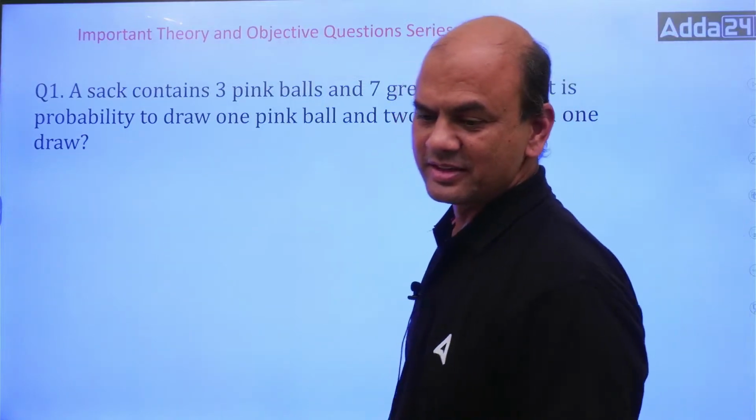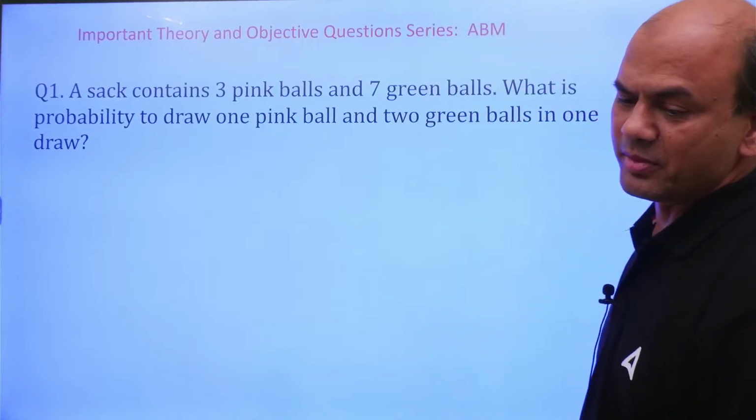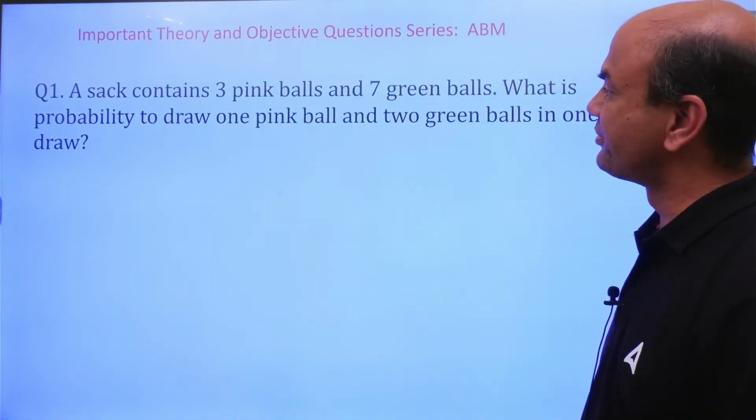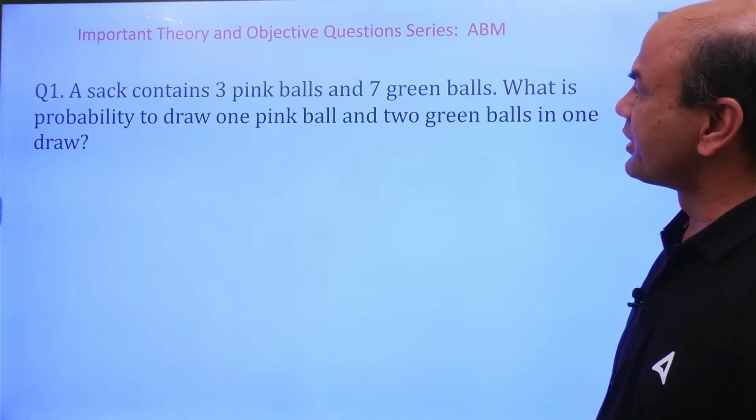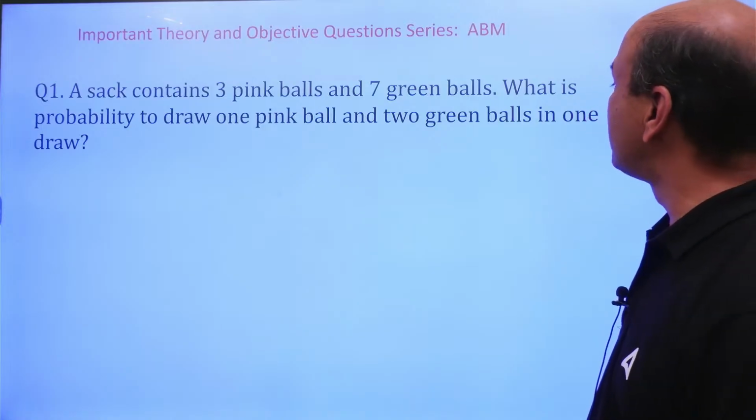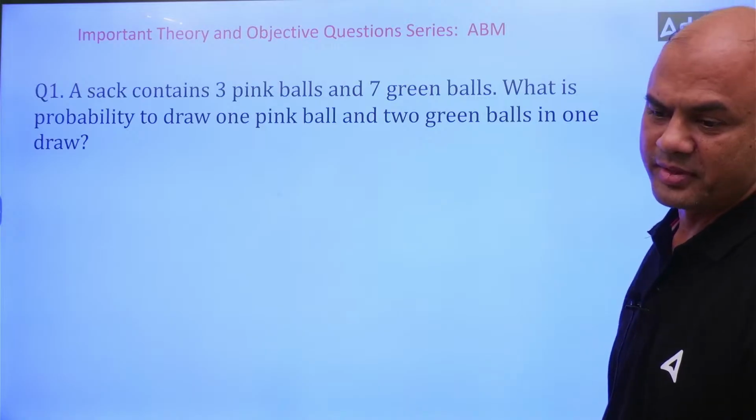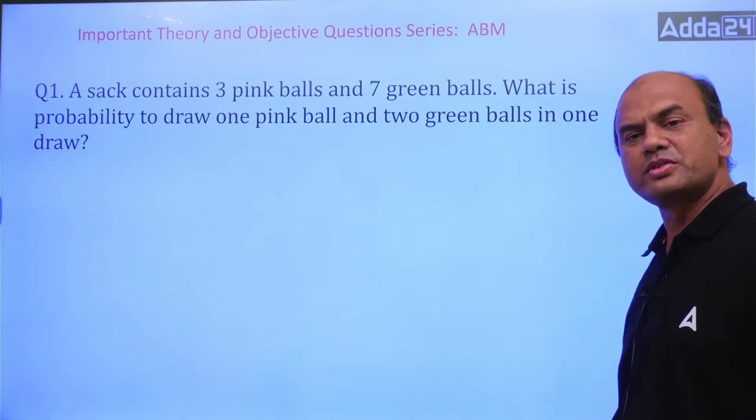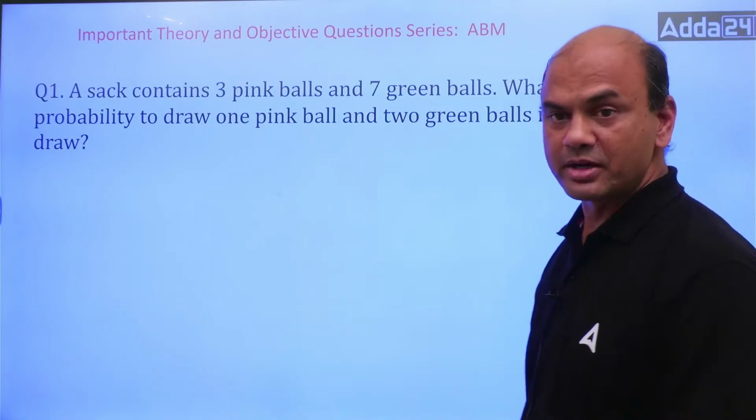First, a sack contains 3 pink balls and 7 green balls. What is the probability to draw 1 pink ball and 2 green balls in one draw? Now, before going to the solution, firstly understand what probability is and how to solve it.